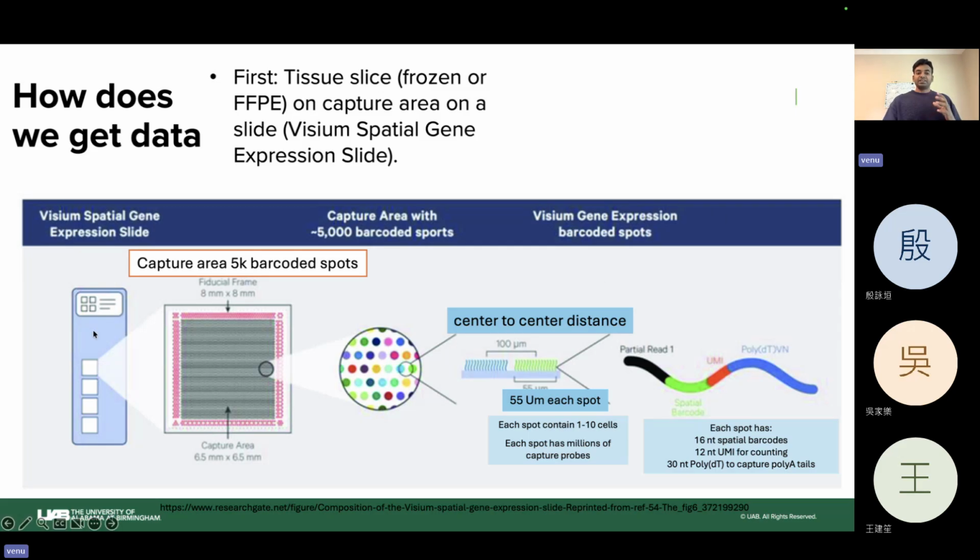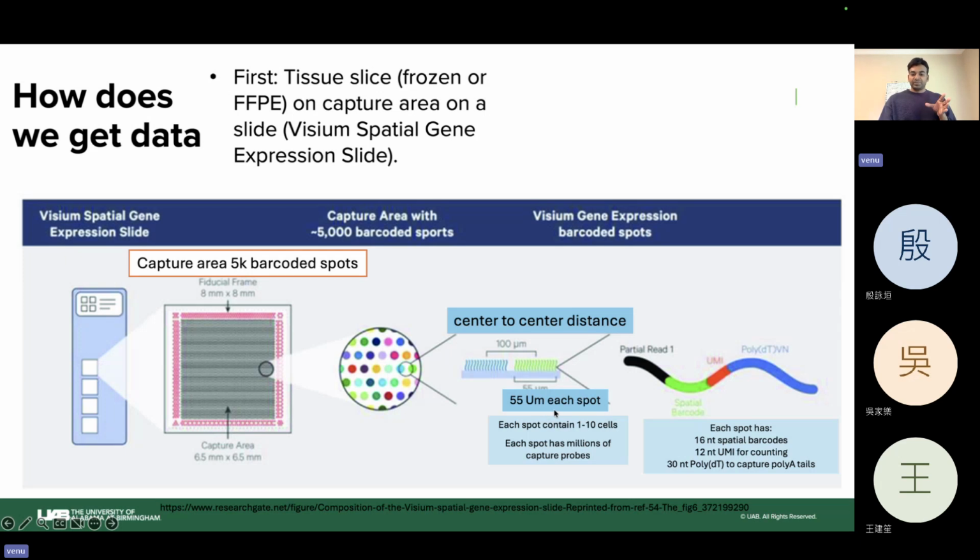This is how we get the data. I am explaining all this to help understand our data sets and the output of the data set we are going to analyze. Each slide captures 5,000 barcodes. The black region is 6.5 by 6.5 millimeters, and within that region we have 5,000 barcodes. We slice our tissue sample, for example ovarian cancer, place it onto one of the slides, and then transfer it into the spots.